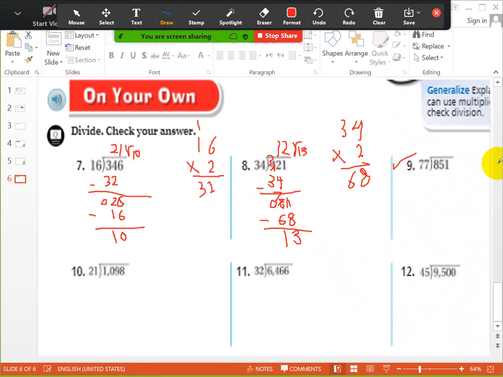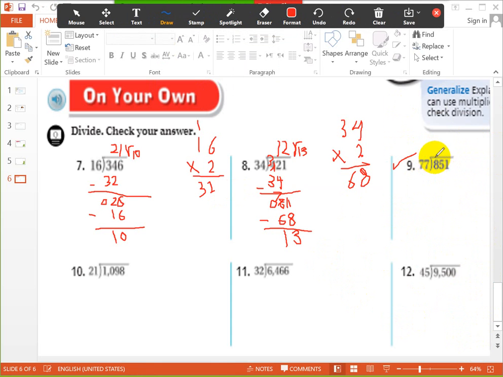Okay, now 851 divided by 77. Now I will take the 8. Can I divide 8 by 77? No, I can't. So I will take the 5. It will be 85 divided by 77. How many 77s in 85? So it will be just 1, right?